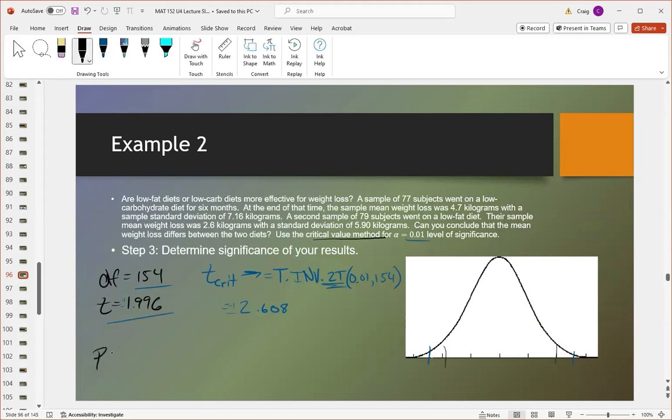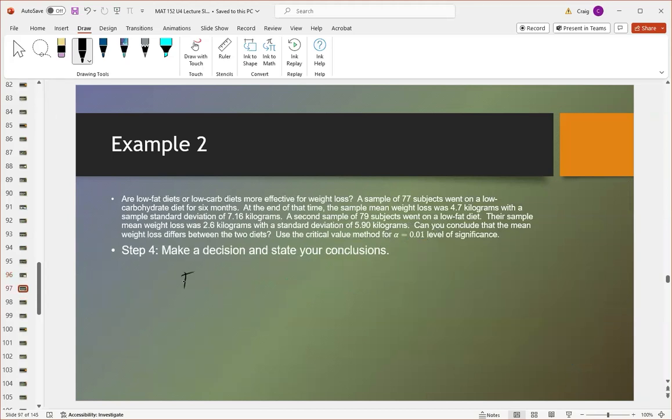And we could also find the probability, the p-value in Excel, t.dist.2t, and then 1.996, 154. And we find the p-value is 0.0477 or 4.77%. But remember, we're looking for a significance level of 0.01 in this case, so it's not less than 1%. Okay, and so in both cases here, right, whether we use the critical value method or whether we find the p-value, we are going to fail to reject the null.